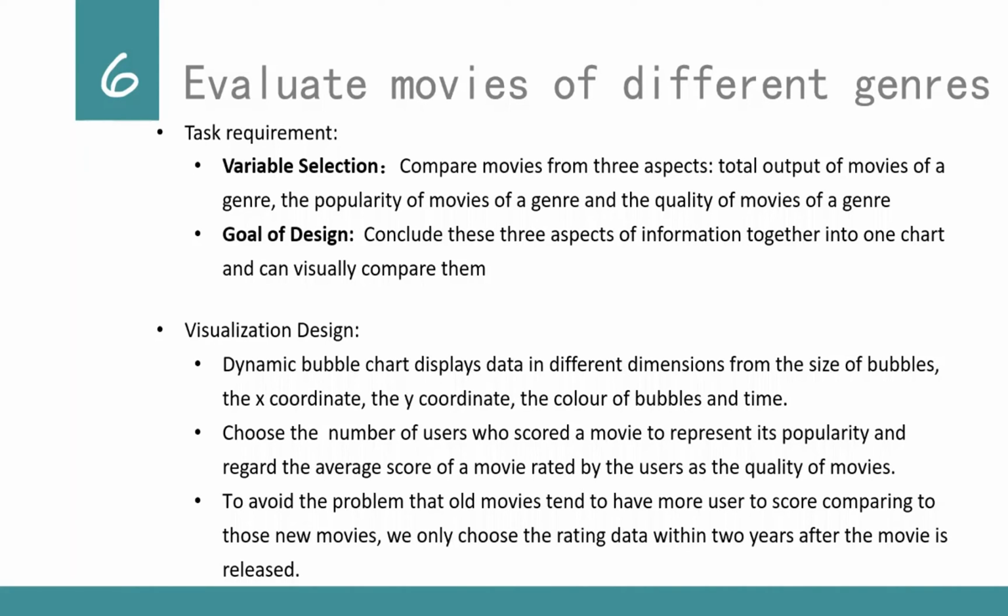To reflect the popularity and the quality of movies, we choose to select the number of users who scored a movie to represent its popularity, and regard the average score of the movie rated by the users as the quality of movies. In order to avoid the problem that all older movies tend to have more users scoring them compared to new movies, we only choose the rating data within 2 years after the movie is released.